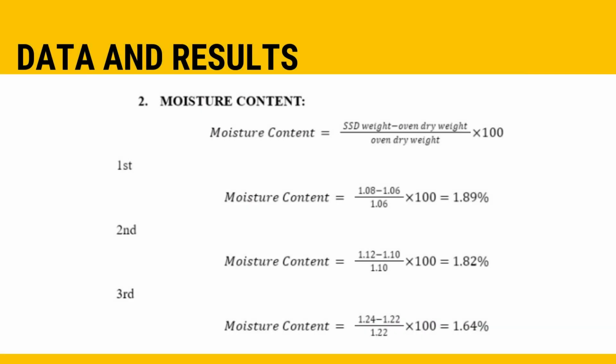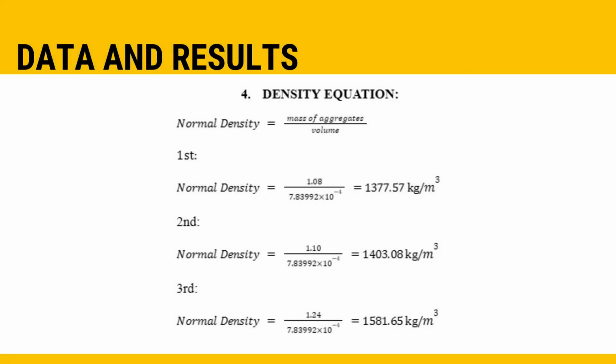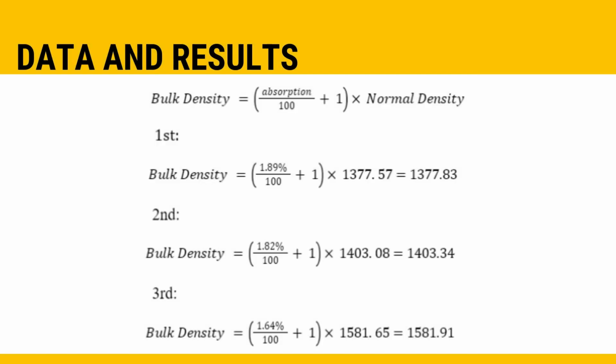In solving the moisture content, it is computed by subtracting oven dry weight from saturated surface dry weight, then dividing it by the oven dry weight and multiplying it by 100. And it is also the same with solving the water absorption. For the normal and bulk density, it is solved by dividing the mass of aggregates by the volume of its container for the normal density, and dividing the water absorption by 100, then adding 1 and multiplying it with the normal density for bulk density.